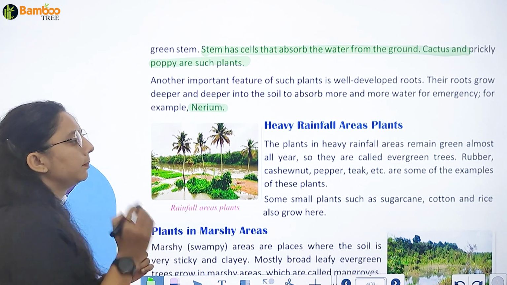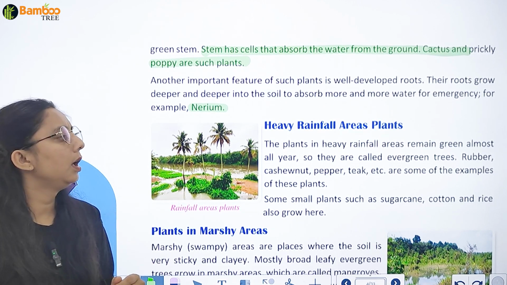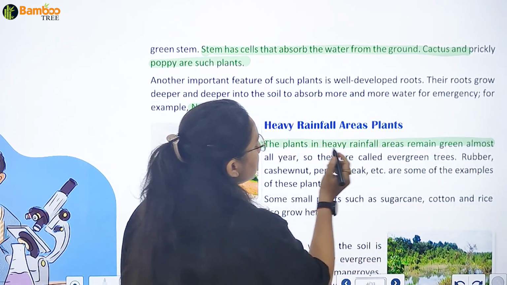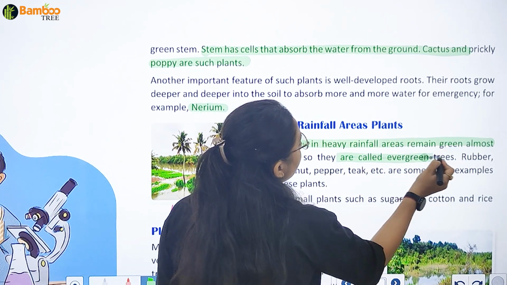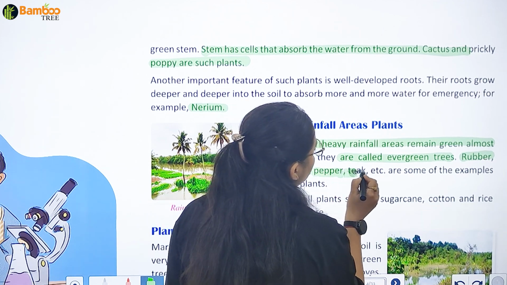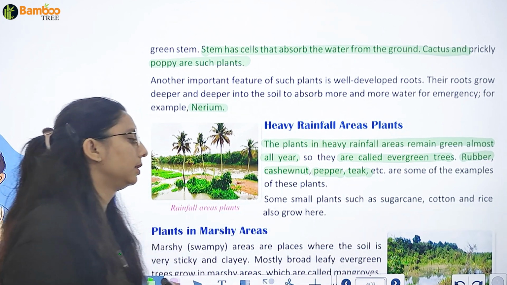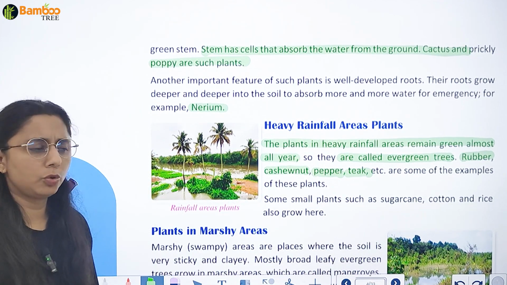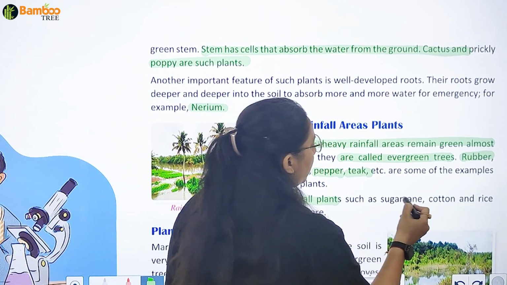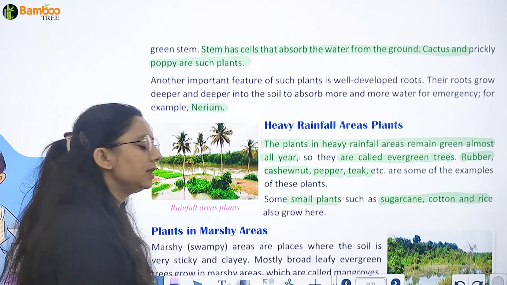Now heavy rainfall areas plants. The plants in heavy rainfall areas remain green almost all year. They are called evergreen trees, like rubber, cashew nut, pepper, tea. They are examples of such plants. Some small plants like sugarcane, cotton and rice also grow here.